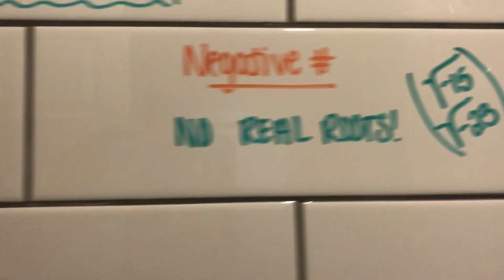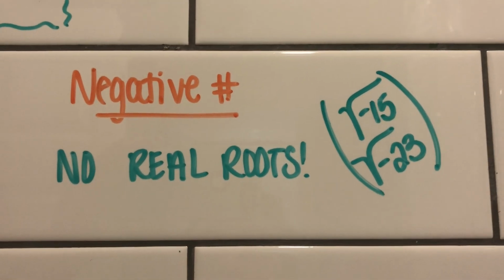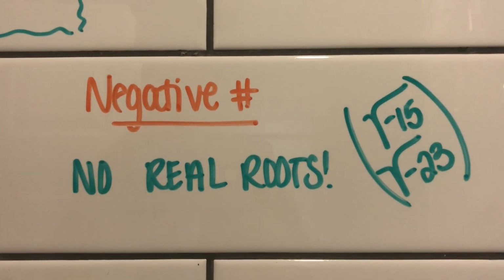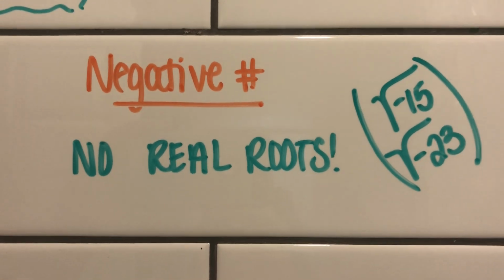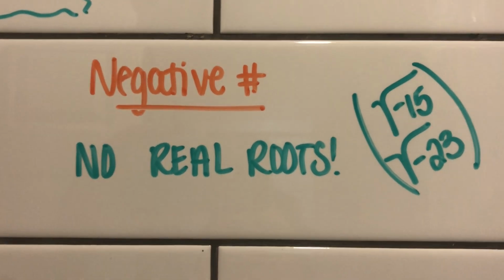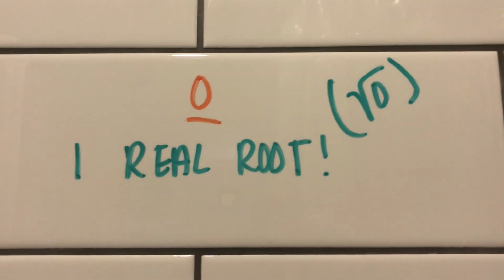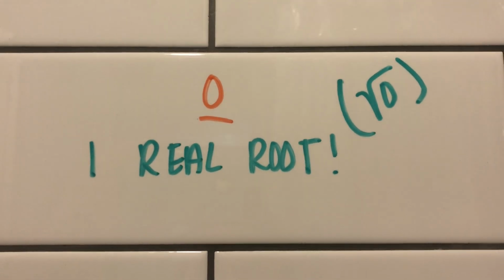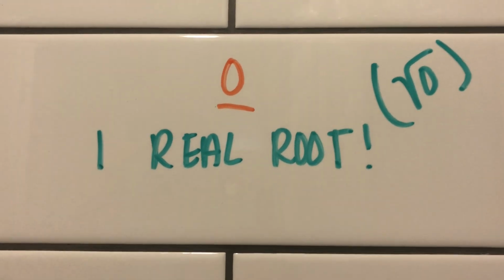So if we have a negative number under the square root, for example, negative 15 or negative 23, remember there's no number times itself that's going to equal a negative number. So there's no real roots when we're left with a negative discriminant. If our discriminant is 0, there's one real root, meaning that my vertex is going to be on the x-axis. Whether it's a minimum or a maximum, it's going to be on the x-axis.